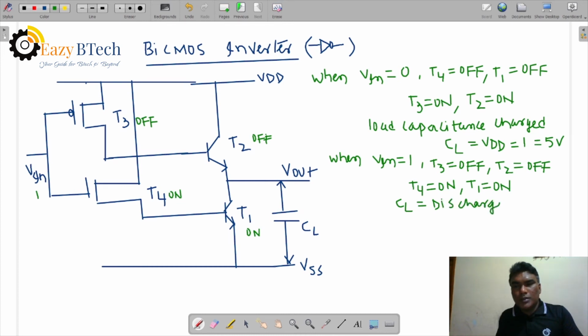CL is discharged. Then Vout is equal to 0 volts. Now if you are applying 1, the output voltage is equal to 0. If you are applying input voltage equal to 0, the output voltage is equal to 1.